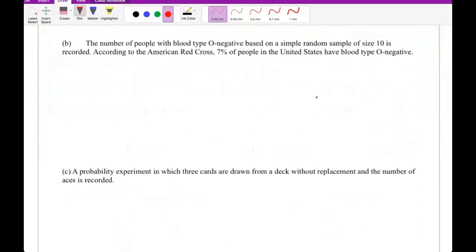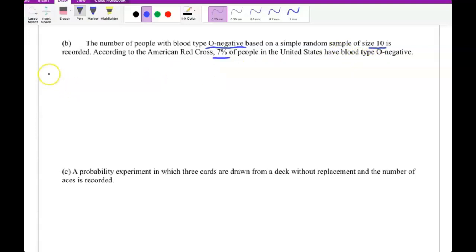Now part B. Number of people with blood type O negative. So here we have type O negative, based on a simple random sample of size 10. This is the number of trials recorded. According to the American Red Cross, 7% is the probability of success. So 7% of people in the United States have blood type O negative.